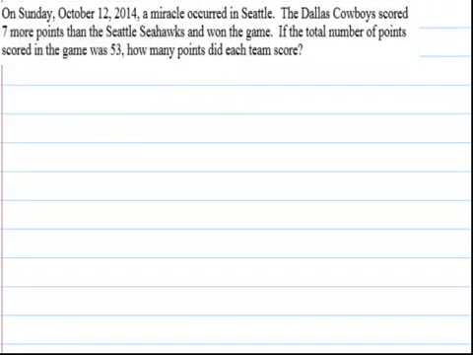Some students are going to look at this problem and they're just going to start thinking, okay, let me just take 53, take half of it, add 7. They're going to think of this analytically. Again, I want to show you the algebra. So the Dallas Cowboys scored 7 more points than the Seattle Seahawks and won the game. The total number of points in the game was 53. How many points did each team score?